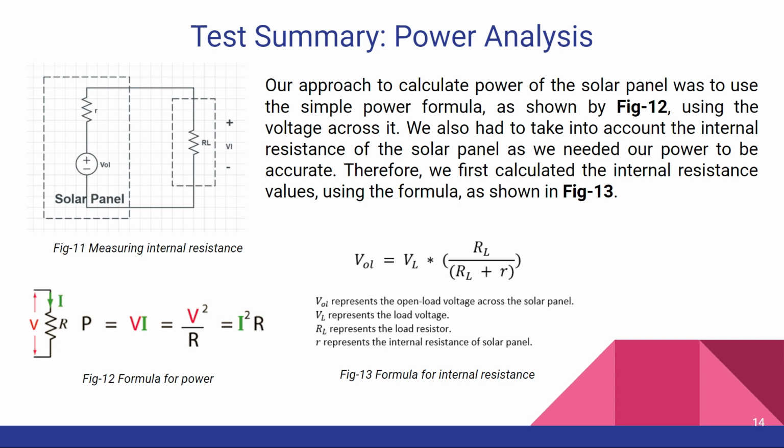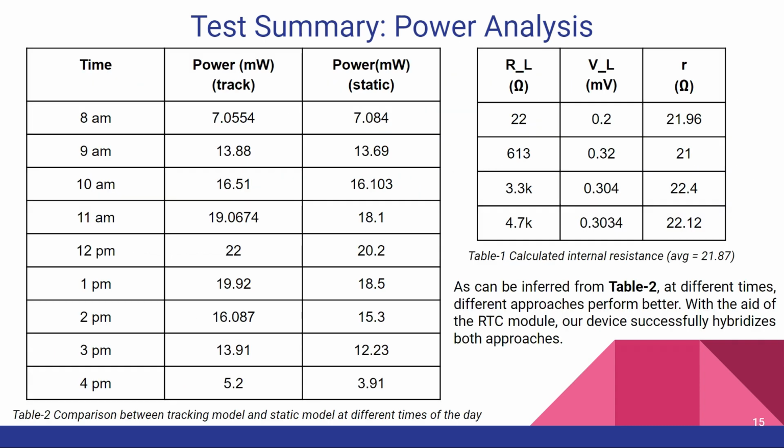Our approach to calculate the power of the solar panel was to use the simple power formula as shown in the figure, using the voltage across it. We have also taken into account the internal resistance of the solar panel, as we needed our power to be accurate. Therefore, we first calculated the internal resistance values using the formula as shown in figure 13. Table 1 shows the different values of calculated internal resistance for different values of the load resistance. The average value that we arrived at was 21.87 ohms for our solar panel.